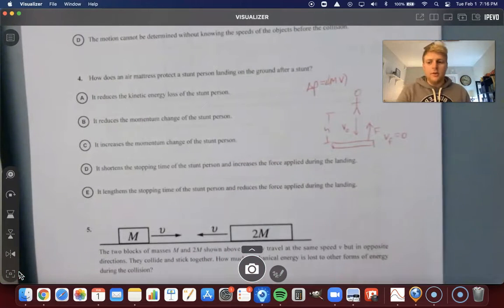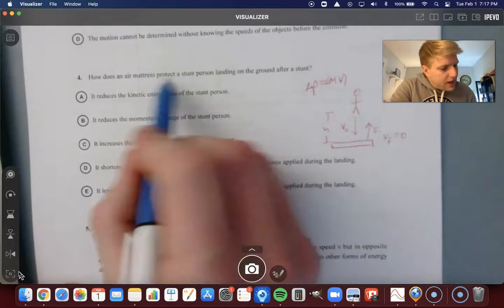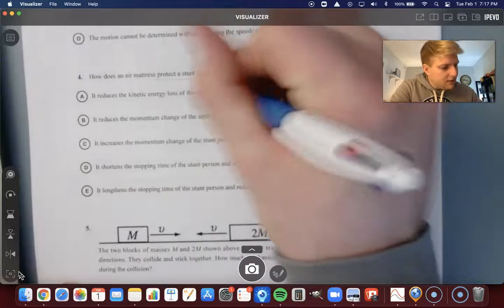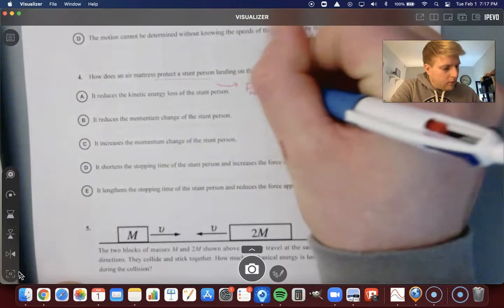What we can do, and we talked about this in some of our other work with collisions, is think about inelastic collisions, or how we can distribute that energy over the longest possible period of time. When it says protect a stunt person, what they mean is we want to keep the maximum force low.